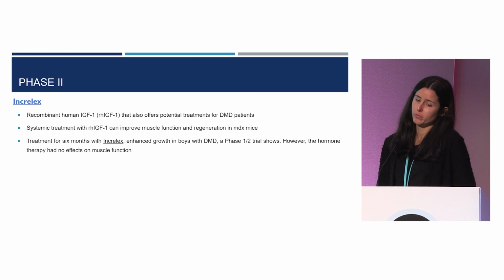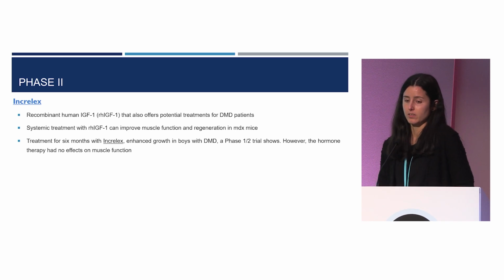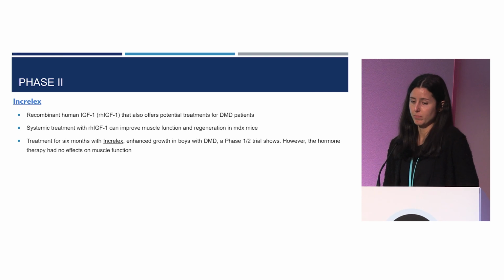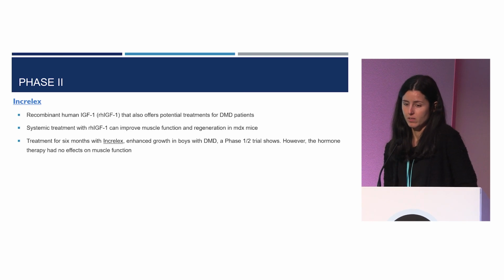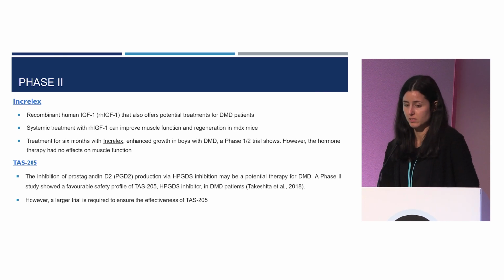In phase 2, we also had Increlex, which is a recombinant human insulin growth factor. That drug improved the muscle function and the regeneration of the muscle when it was tested in the mouse model that represents Duchenne. However, the therapy had no effect on muscle function in patients.